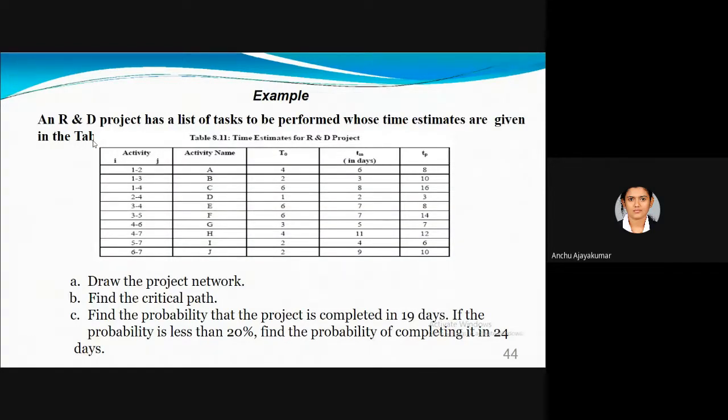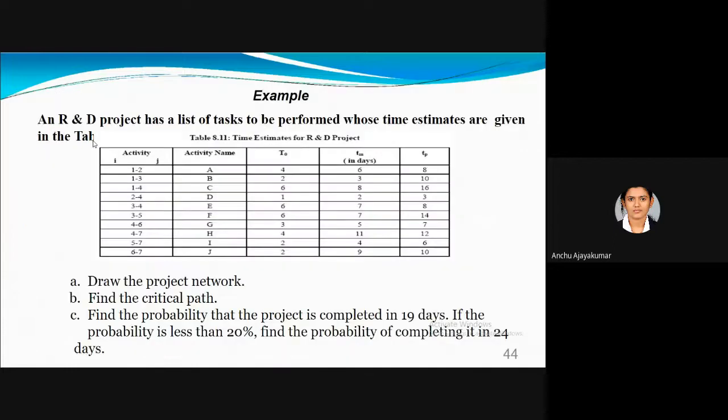Moving to the example directly, as the time is 3:30 and I am rushing to finish. We have activities A to J, and we have the T0, Tm and Tp times. We have to draw the network diagram and find the critical path, and we have another question. If the project is completed in 19 days, what is its probability? If the probability is less than 20%, what about completing in 22 days? So these are the 3 questions we are asking.